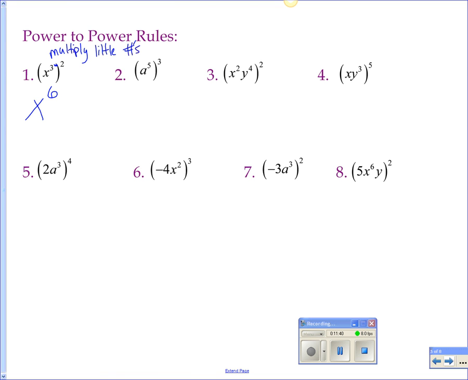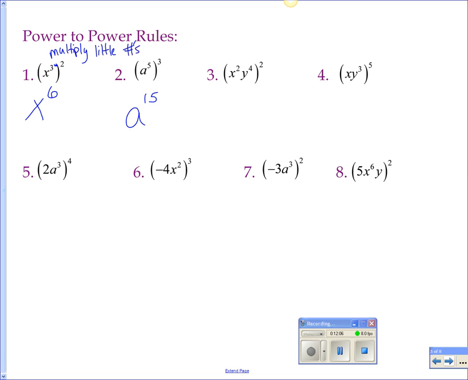Okay, on number 2, I have a 5 and a 3. They're both little numbers. What's the only thing between the 5 and the 3? A parenthesis. What does a parenthesis mean to do? Multiply. So what is 5 times 3? 15. So it's going to be a to the 15th power. Okay.